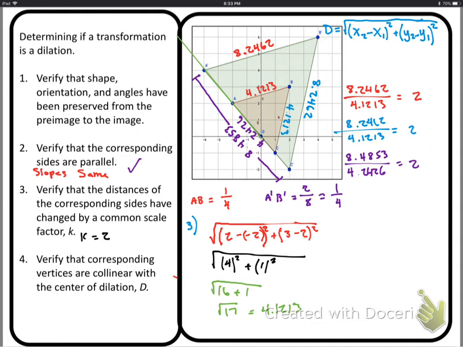So if I draw a line from B to B prime, those should also fall on the same line, and see how they do. And then C and C prime, they fall on the same line. So those are collinear. Yep. So those are all the ways to verify dilations.